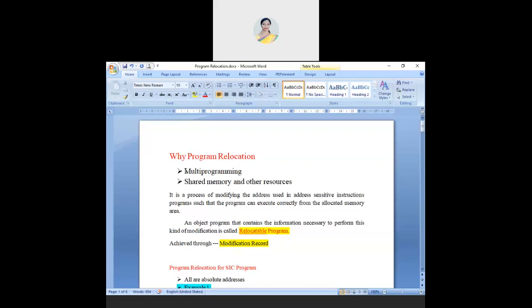If that space is not available, what will the operating system do? Either it will ask that process to wait in a queue, or it will check whether any other memory of that many bytes is free. I need 1500 bytes. If that memory is free, it will reallocate your program. Memory is a resource shared by every program, and in multi-programming you do the context switch.